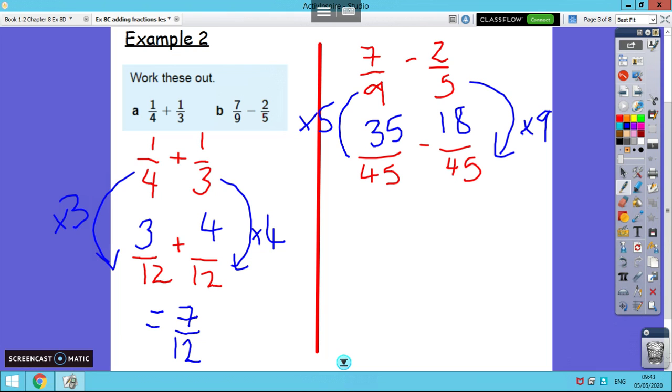So we've got to do 35 minus 18. 35 minus 18, well, you can just take away 20 and add 2. That's what I would do. You get down to 15, add 2 is 17, so you get 17 over 45. Now I'm going to give you a moment to think about, can that be cancelled?